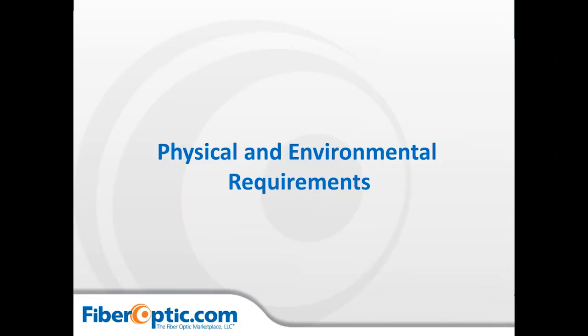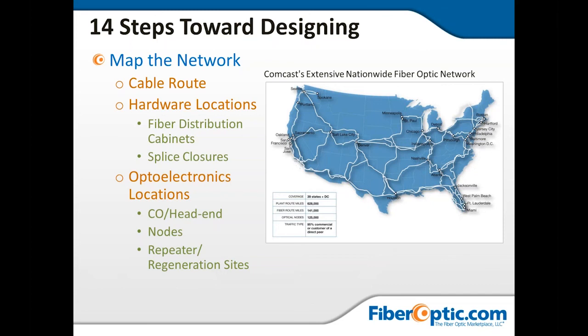Now, physical requirements and environmental requirements. We're going to talk about 14 steps. We're going to map the network. We're going to look at the cable route. We're going to look at hardware locations. Where are we going to put our enclosures out in the field? Fiber distribution cabinets or hubs, splice enclosures. We got to look at every one of those locations.